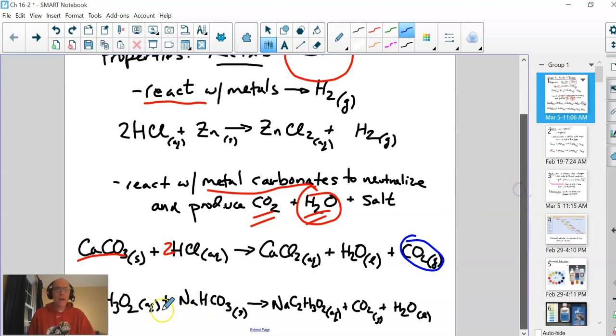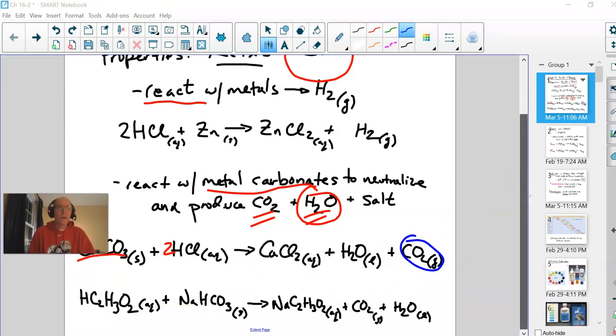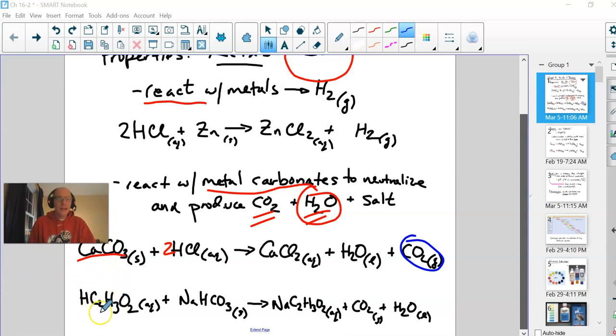This reaction at the bottom is something you're familiar with already. This is the vinegar volcano. So notice this is acetic acid, a hydrogen in front and the acetate ion, and sodium bicarbonate, that's baking soda. So we've got baking soda and acetic acid, which is vinegar, producing CO2, it bubbles and fizzes, and H2O, liquid water. And then a salt left over, in this case, sodium acetate.